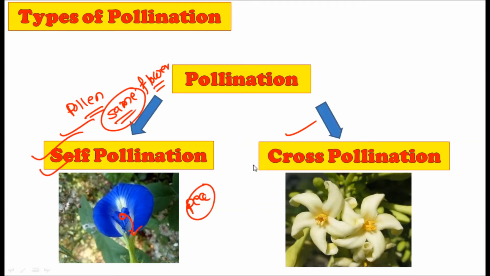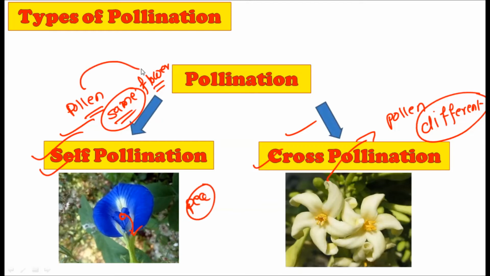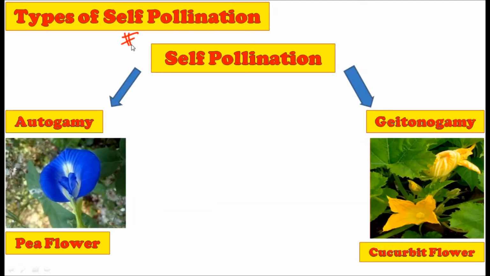In the second type of pollination, there is cross-pollination, which occurs when pollen grains are transferred from anther to stigma in a different flower. That is, it does not transfer to the same flower, but it transfers to a different flower. That is, transfer of pollen grains from anther to stigma of the same flower is called self-pollination. And if the pollens are transferring from anther to stigma of a different flower, then it is called cross-pollination. Now again, there are types of self-pollination as well.